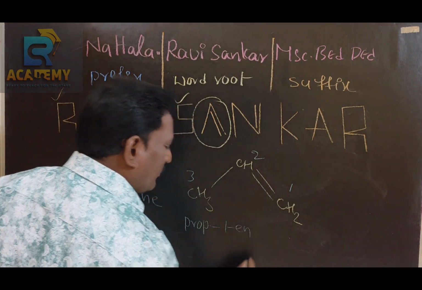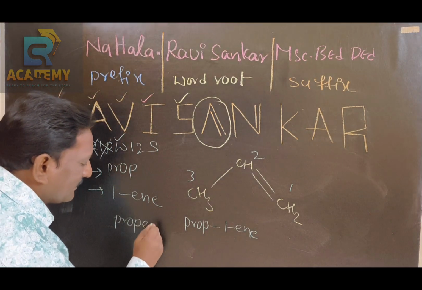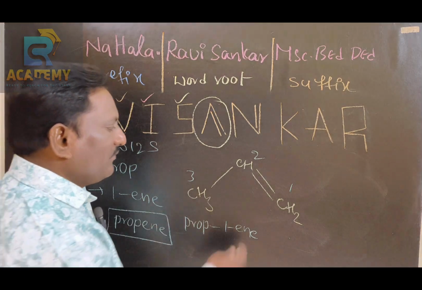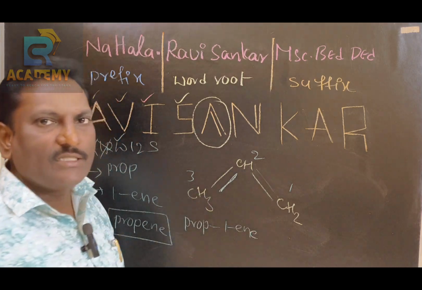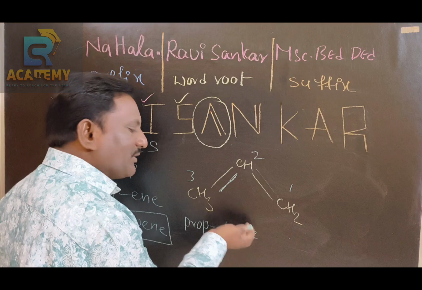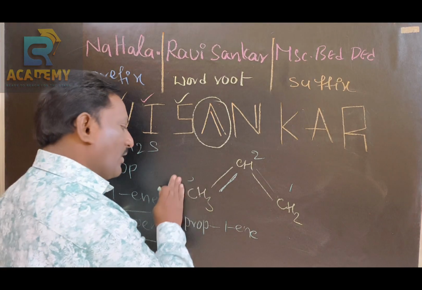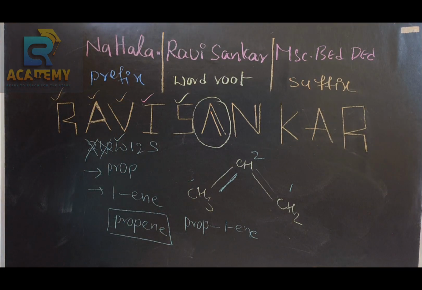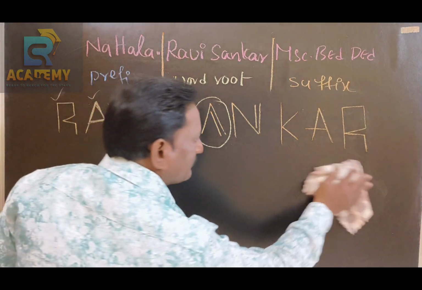Prop-1-ene, or simply you can say propene. No need to give the numbering, because if you change the double bond position, placing it here, this also will be considered as 1-propene. So no need to give the numbering, just say propene or 1-propene. That's not a problem. Okay, make a note. Very good.